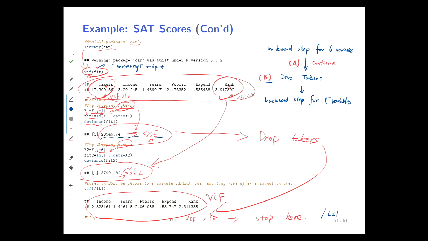So after we start this step, basically we repeat something similar. Firstly, we need to use criterion A to determine whether or not we should stop or continue. So in this case, what we can do here is just to have a look at the VIFs of these 5 variables. So fit 1 is actually the fitting after dropping takers.